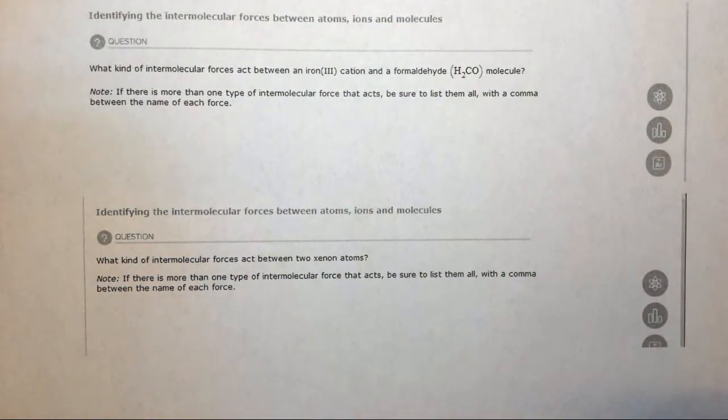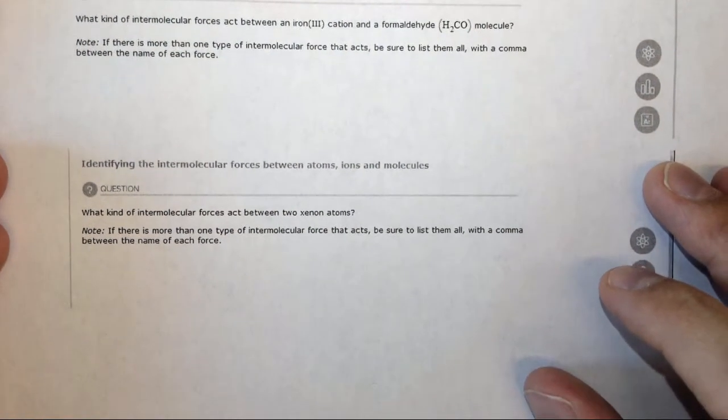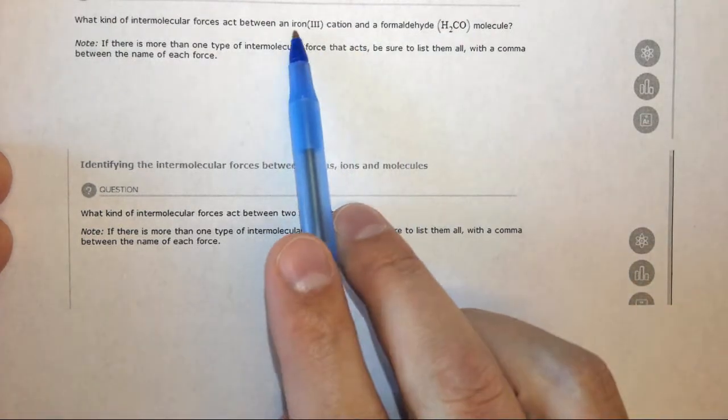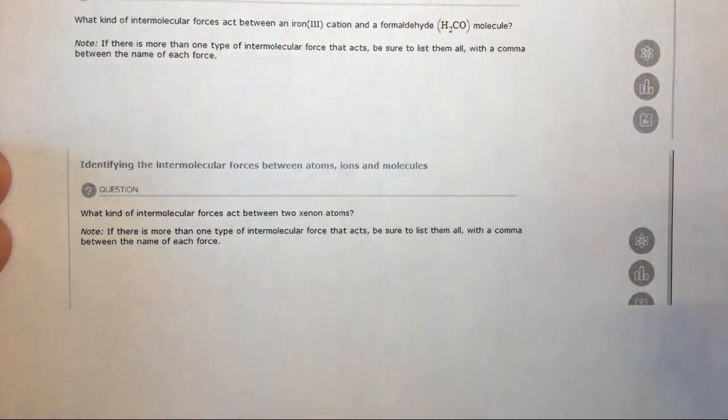In this question, it asks us for the different types of intermolecular forces between, in this case, iron 3 cation and formaldehyde. So before we do that, I want to talk about the types of intermolecular forces and where they exist.